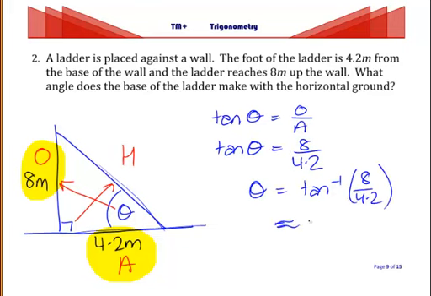It's going to be approximate. Remember to use your brackets, so inverse tan bracket 8 divided by 4.2, close your bracket, and you get approximately 62.30. And we're doing an angle, so it's in degrees. Finish with a therefore statement. Therefore, the ladder makes an angle of approximately 62.3 degrees with the ground.